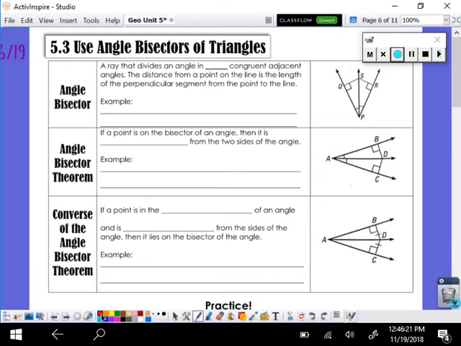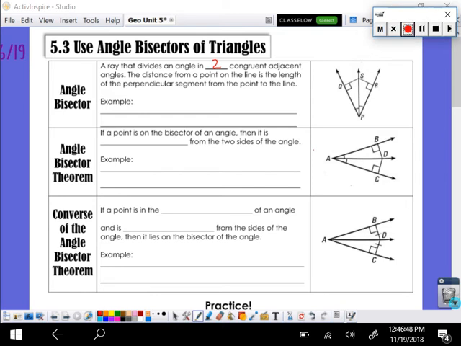Alright, so first we are looking at angle bisectors of triangles. So the bisectors part should sound familiar. We know that means that something is cutting something else into two congruent pieces. So in this case, a ray that divides an angle into two congruent adjacent angles. The distance from a point on the line is the length of the perpendicular segment from the point to the line.